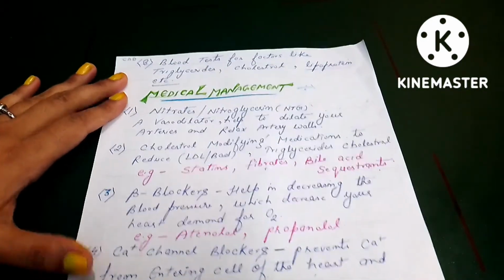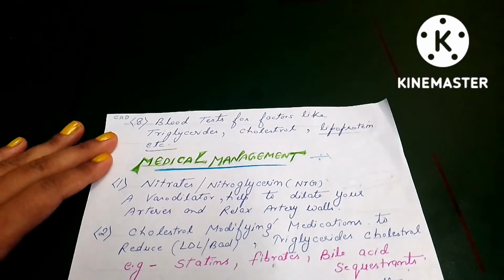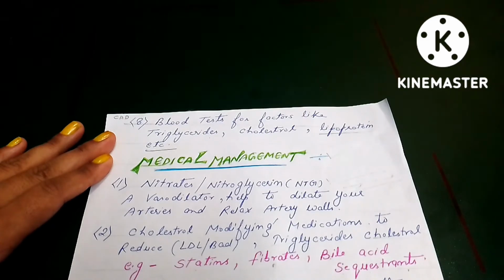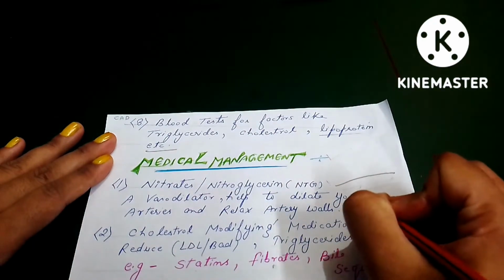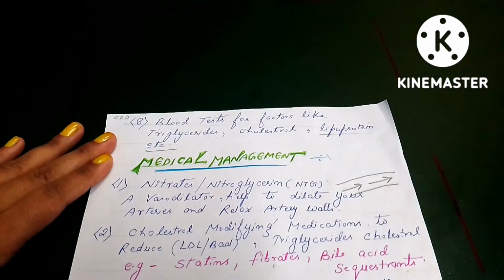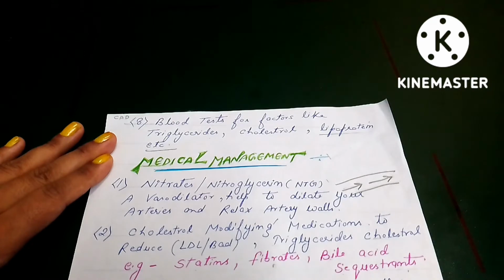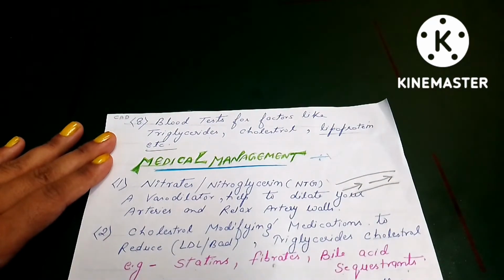First we come to the medical management. Okay, in medical management we can give nitrates. Nitrates are also called nitroglycerin, NTG. These nitrates are vasodilators, which will dilate the blood vessels. Okay, it will open the blood vessels so that the blood can properly flow through them. It will relax our blood vessels. For the blood vessels which get narrowed by the blockage, nitroglycerin helps in dilation, and mainly, as you all know, we can give nitroglycerin through the sublingual route.